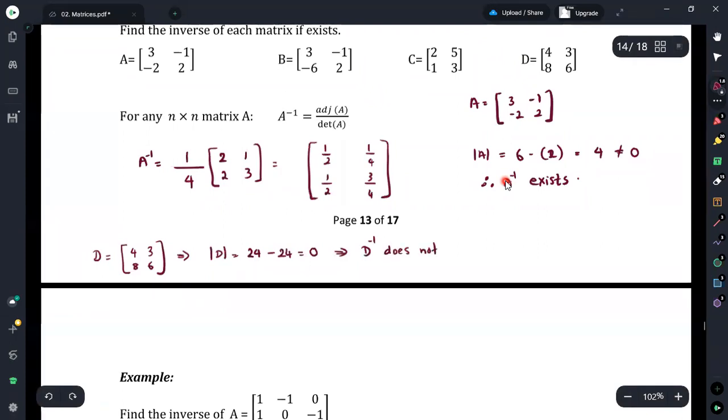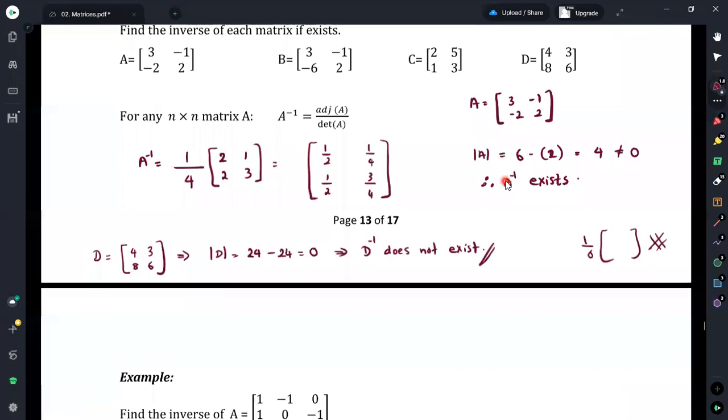does not exist. It is because if this determinant becomes 0, then you will get 1 over 0 times the matrix. Therefore, this cannot exist, because of this 1 divided by 0. That is why we are saying that if the determinant is equal to 0, then the inverse does not exist. Such matrices are said to be non-invertible or singular matrices.